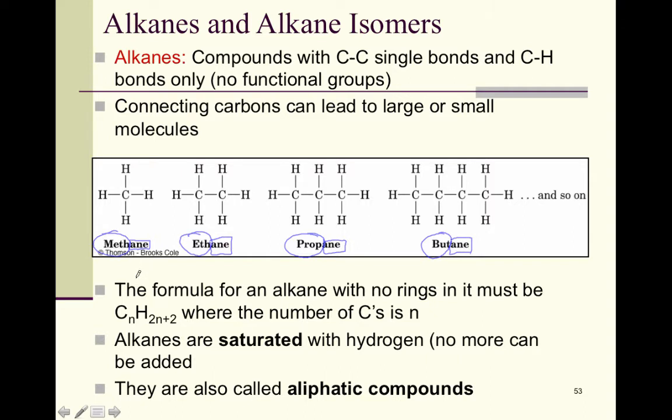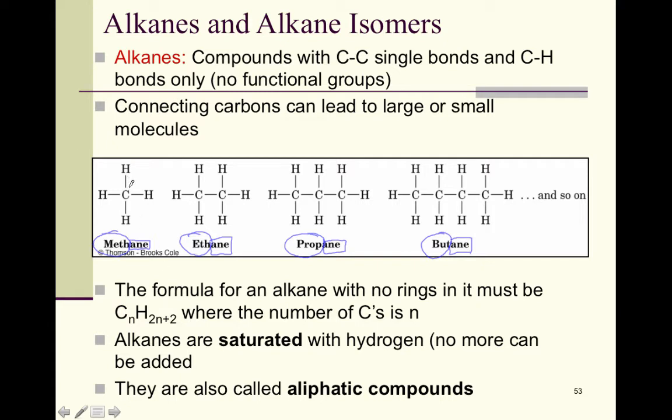Well, they figured out, or actually we can even see it, that there's a formula for the alkane. If it has no rings, so it can't be a cycloalkane, the ratio of carbons to hydrogens when you have an alkane is CnH2n+2, where n is the number of carbons. So let's take a look at this. Look at this formula, CnH2n+2.